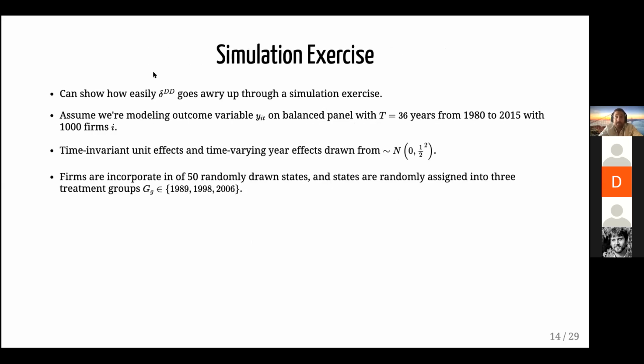All right, so I'm going to run through a quick simulation exercise that, for me at least, explains this issue the easiest. Does anybody have any other questions before I run ahead with this?